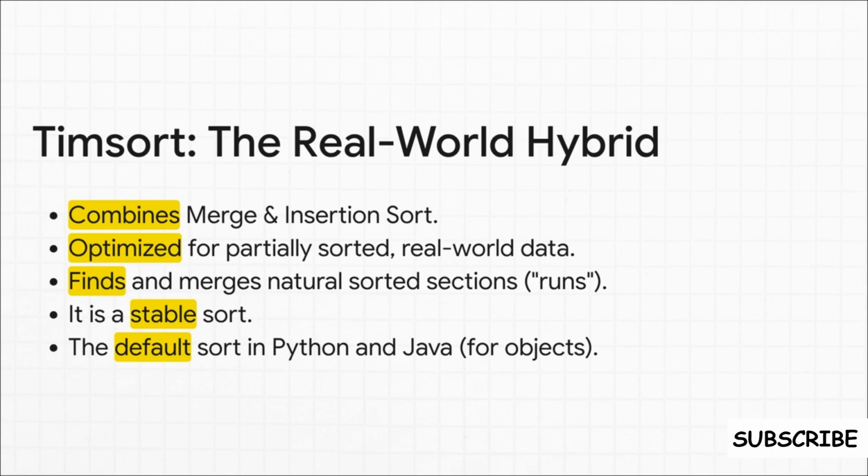It was built on one simple but genius observation. Most data in the real world isn't totally random. It usually has little pockets of stuff that are already sorted. TimSort calls these runs. So what it does is, it zips through the data, finds these natural runs, and then uses the raw power of merge sort to combine them. And for any small, messy bits, it just uses the quick and nimble insertion sort to clean them up.